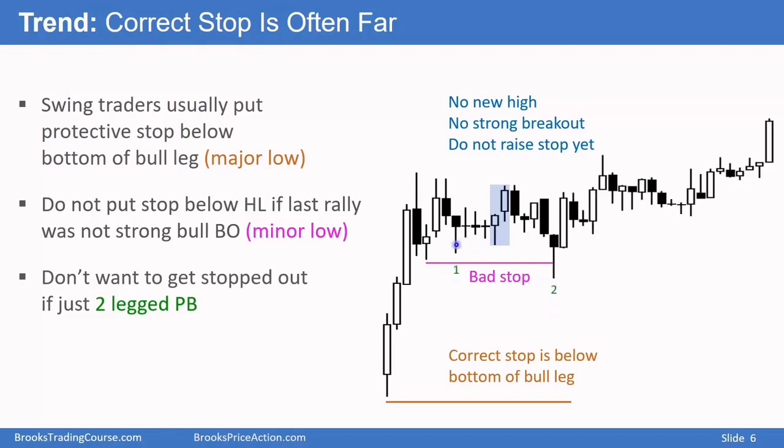So if you put your stop below this bar or below that bar or below this bar, you would have been stopped out, yet the trend would have continued. This is not enough to change the premise that the market is in a bull trend. It's a pullback. You can call it a trading range, but it's still in a bull trend.